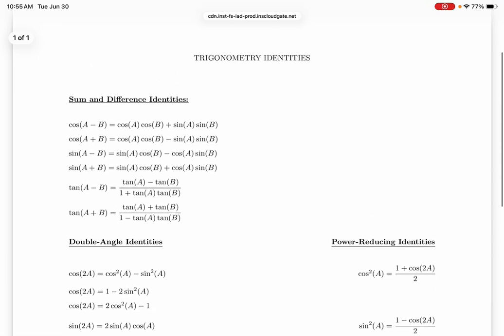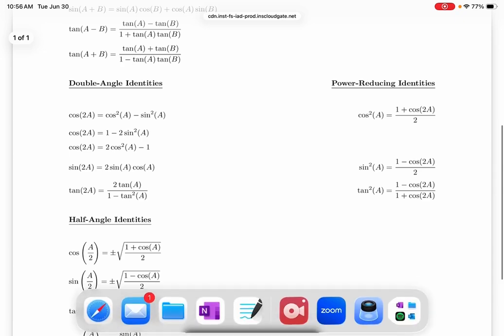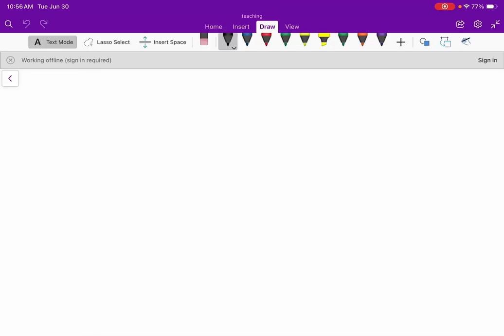So right now we're working on this top section right here, the sum and difference. The next section will cover the rest of the identities. So you don't have to memorize these. These are given on a formula sheet.